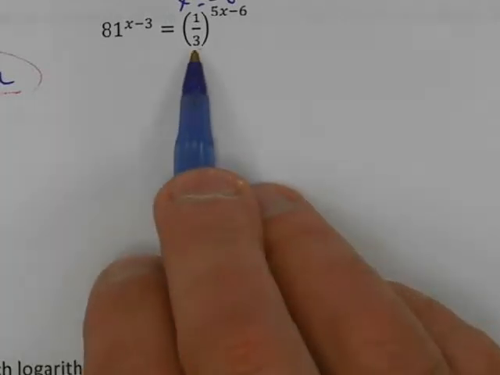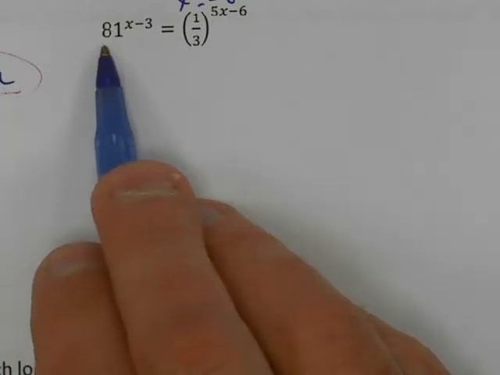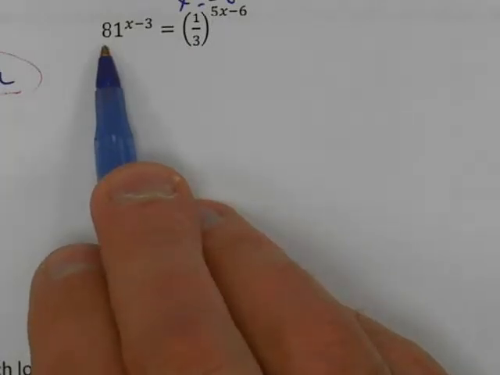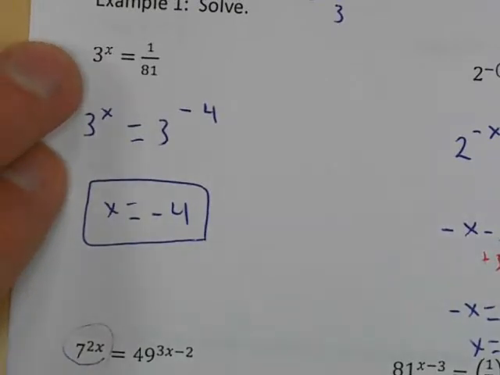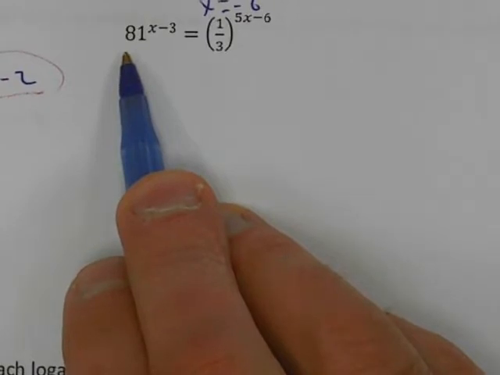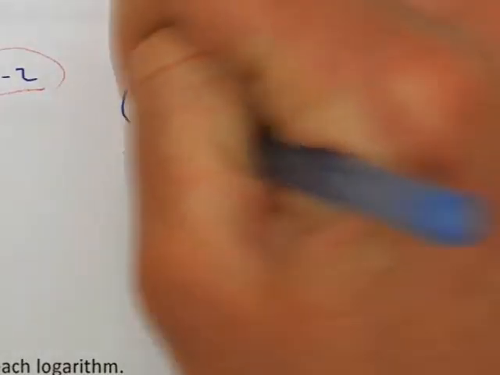Well, I can't rewrite 3 as something smaller to a power, so hopefully it's going to be 3 to a power. And then, like we saw on the first problem of this page, right up here, 81 is 3 to the 4th power. So we can use a base of 3. So then I want to write this as, instead of 81 to the x minus 3, well, 81 is 3 to the 4th power.